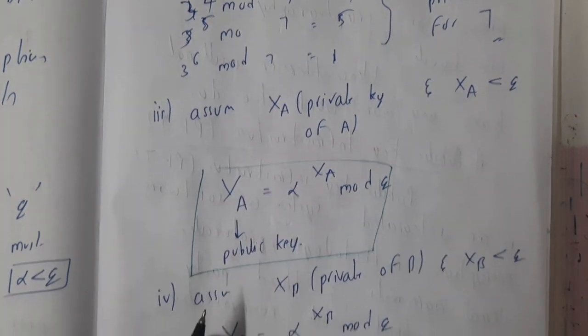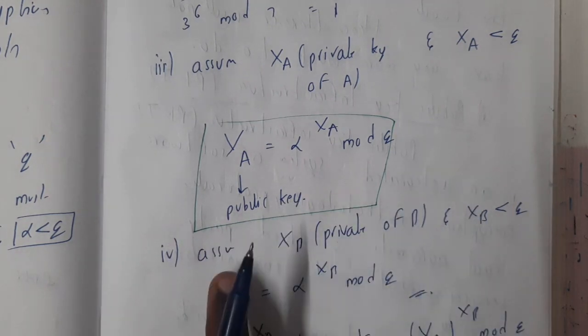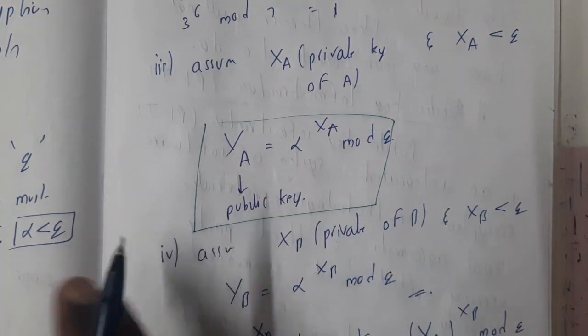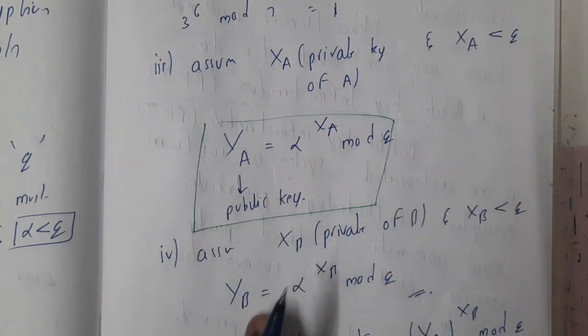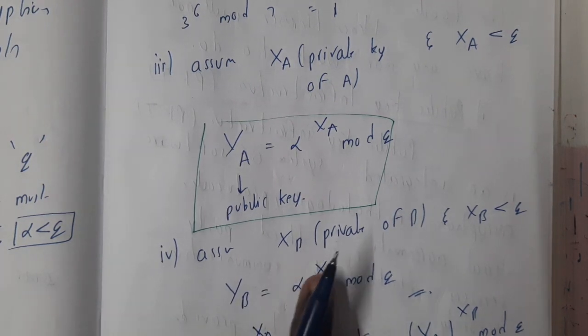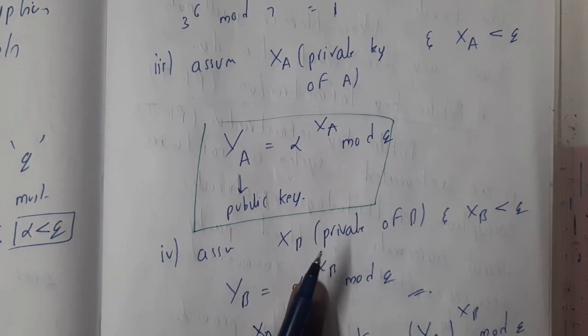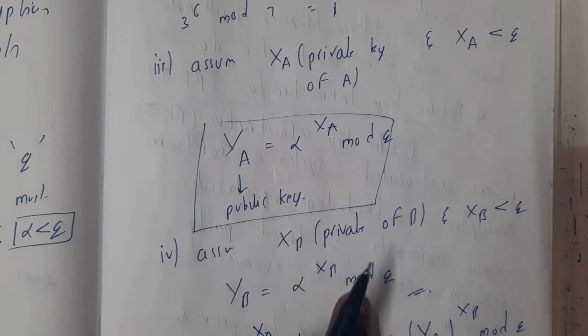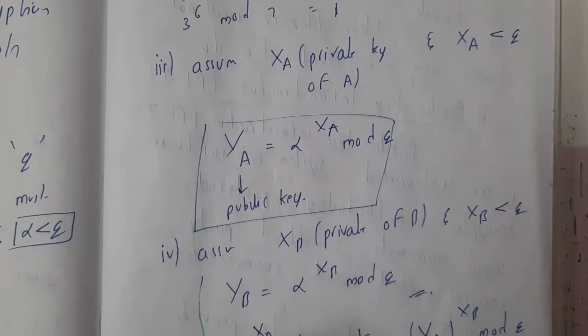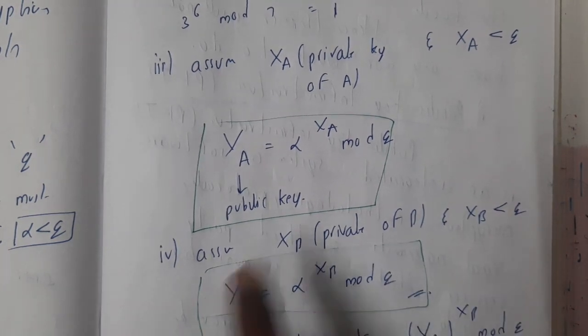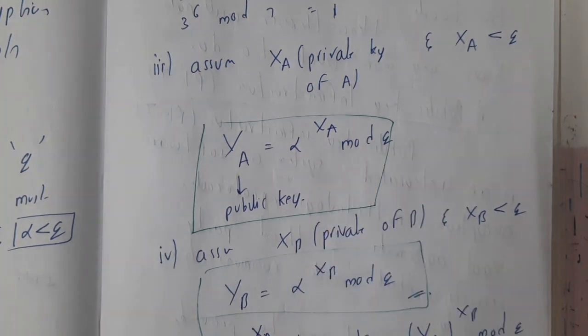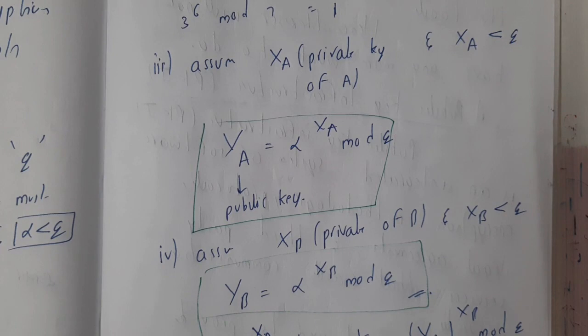Similarly, just as we calculated the public key of A, we calculate the public key of B using alpha power the private key of B mod q. This is the formula for the other party. Using these formulas we get the 2 public keys and 2 private keys of each other.